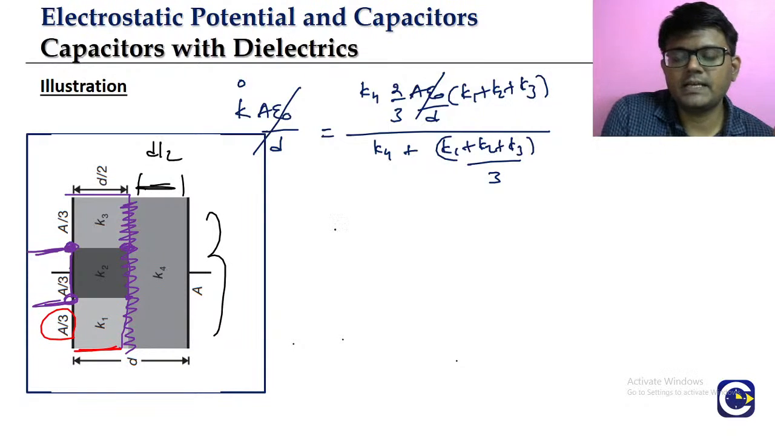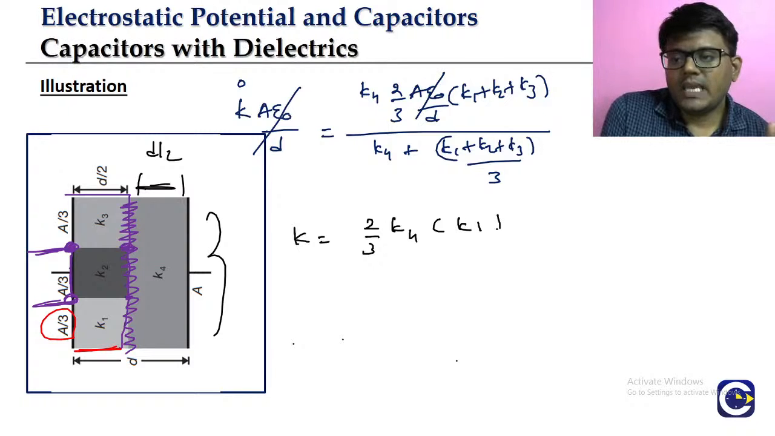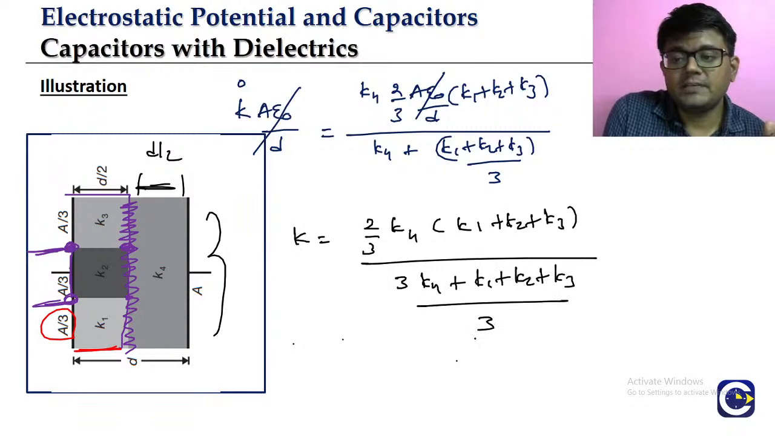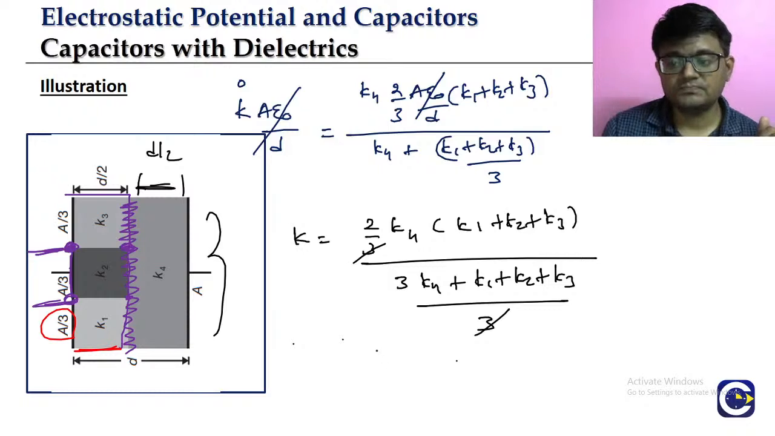So அடுத்து என்ன வரும் பாருங்க, k is equal to 2 by 3 into k4 into k1 plus k2 plus k3 divided by denominator என்ன இருக்கா? What is there in the denominator பாருங்க, 3 times k4 plus k1 plus k2 plus k3 divided by 3. Okay, so 3 cancel ஆயிடும்.